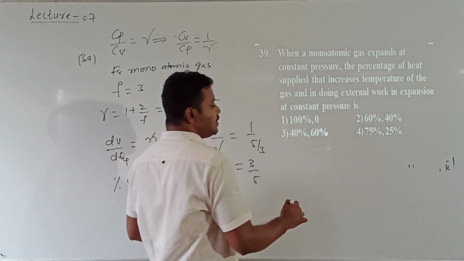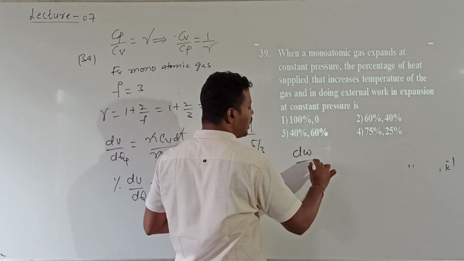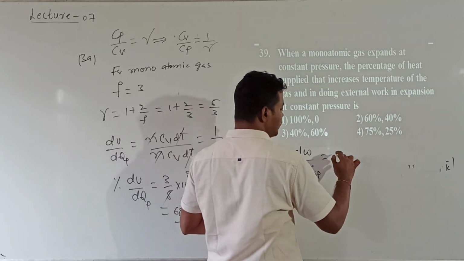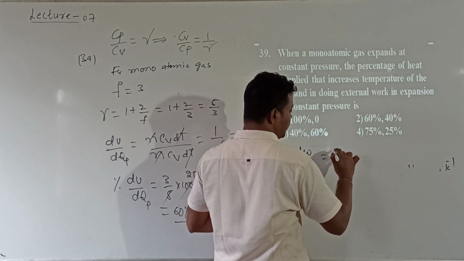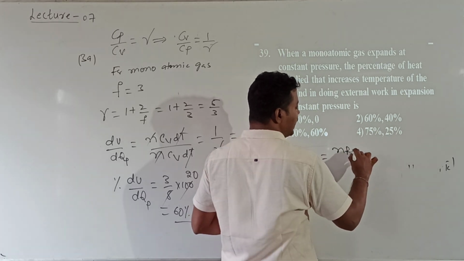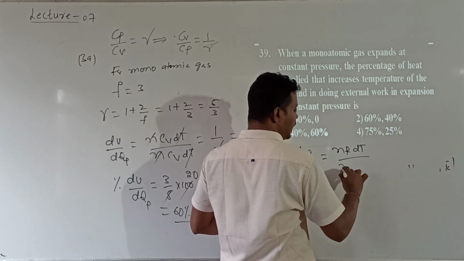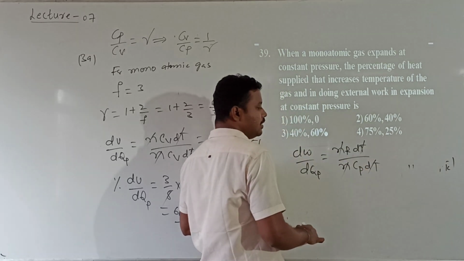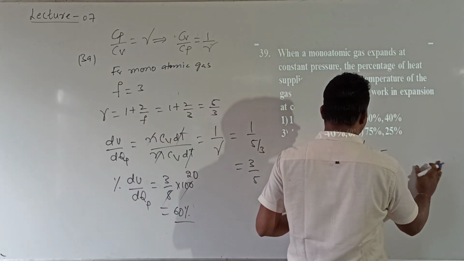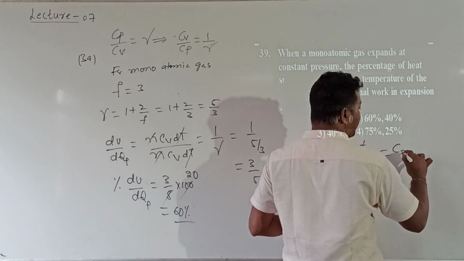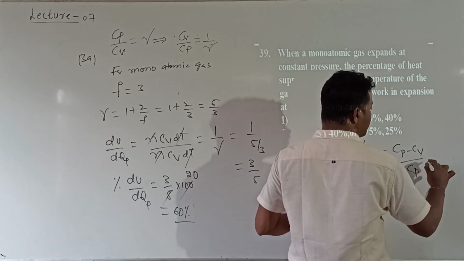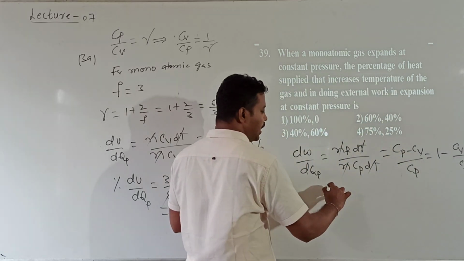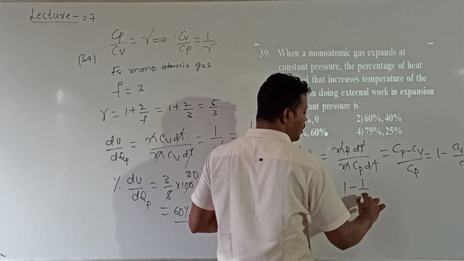And how much heat is utilized for doing work? What is the value of dW divided by dQ? So dW value is N into R into dT, divided by N into Cp into dT. So dT cancels, N cancels. What is the value of R? R can be written as Cp minus Cv, divided by Cp. Then what do I get? 1 minus Cv divided by Cp, which is nothing but 1 minus 1 by gamma.